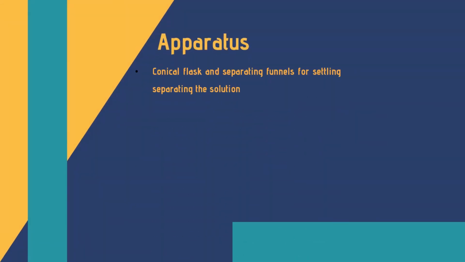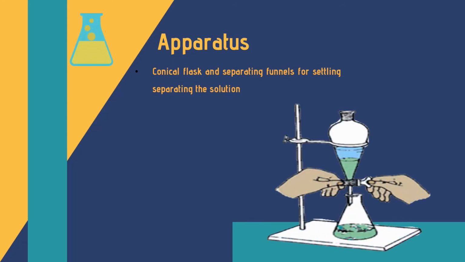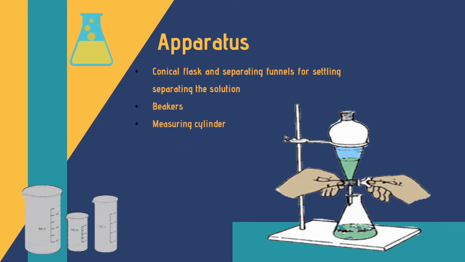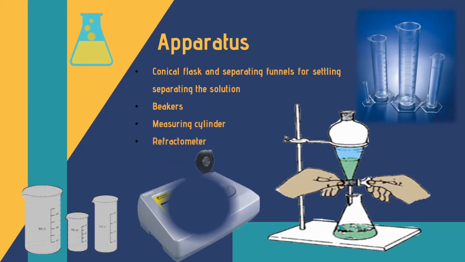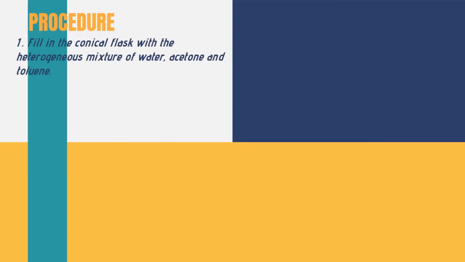The apparatus for this experiment are conical flask and separating funnel for settling and separating the solution, then beaker, measuring cylinder, and refractometer. Now let's proceed to the procedure for this experiment. First, fill in the conical flask with the heterogeneous mixture of water, acetone, and toluene.